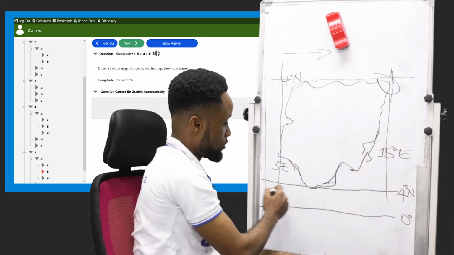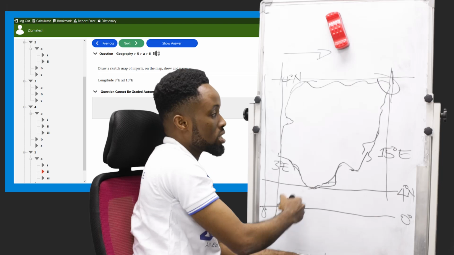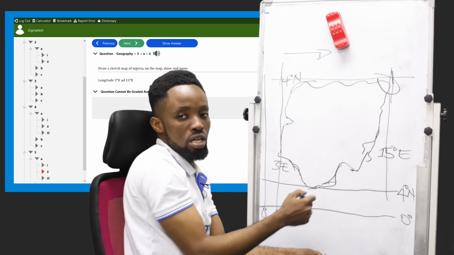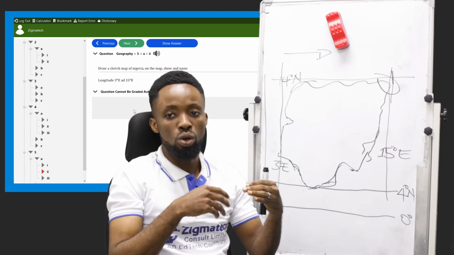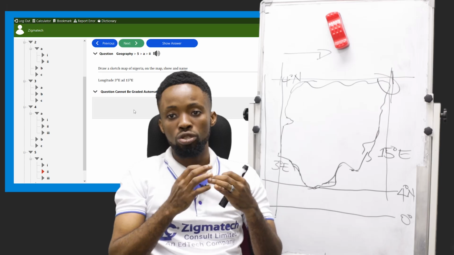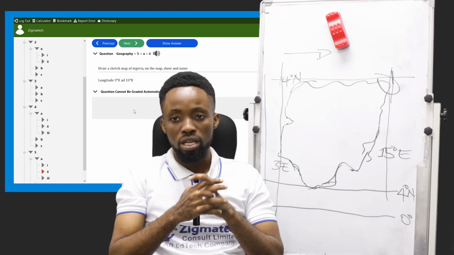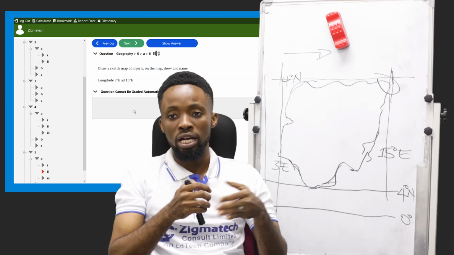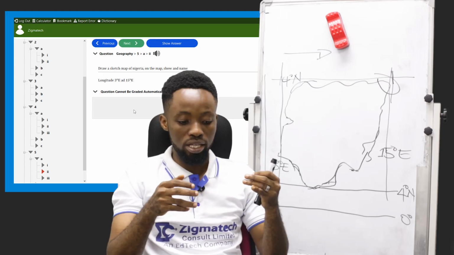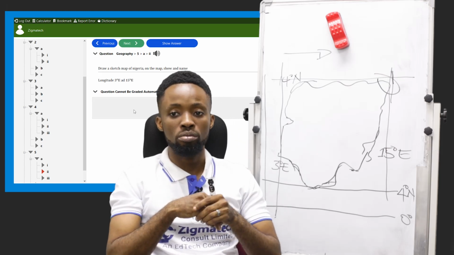So we have 4 degrees to the north, 14 degrees to the north, 3 degrees to the east, and 15 degrees to the east. Now, when you draw this accurately with the help of your pencil and your ruler, you end up getting your complete mark. So this is Nigeria in terms of its coordinates, or let's say in terms of latitude and longitude. So with that, we have come to the end of this class, and thank you for staying.